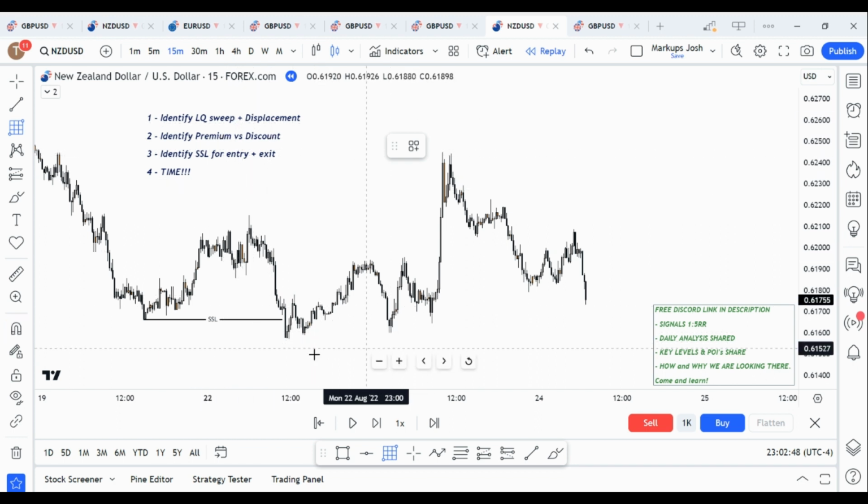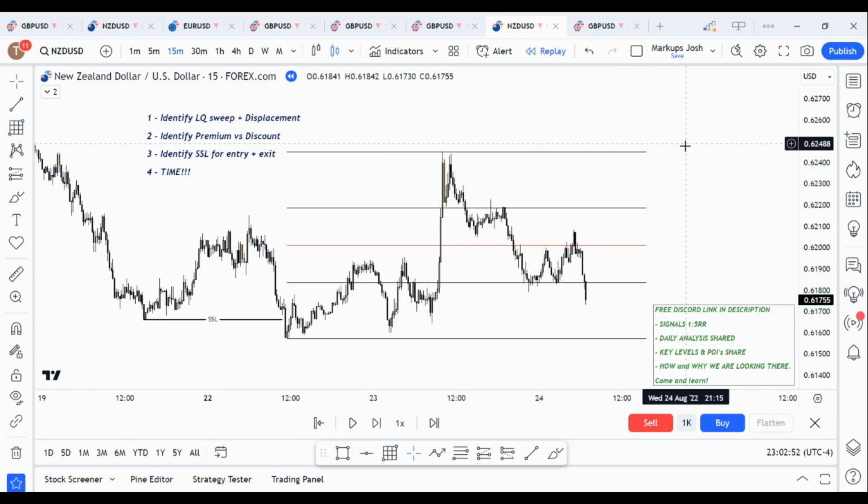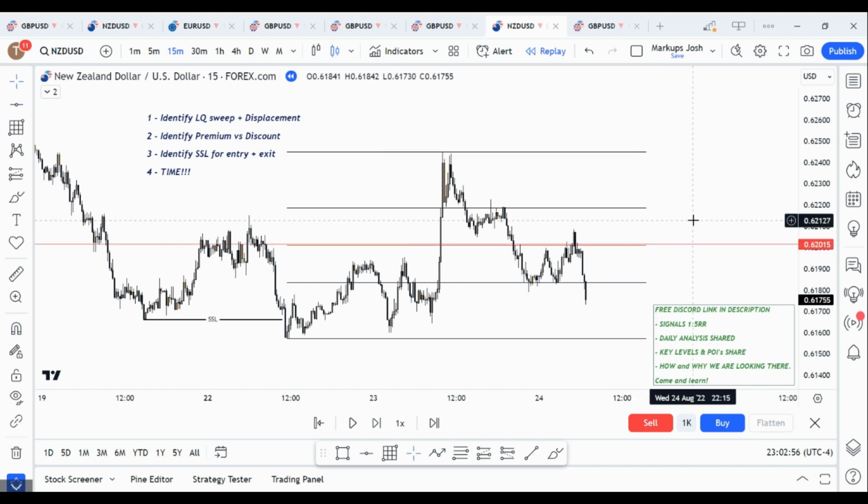So we can take this low or this low, it doesn't really matter, they're all pretty much the same. And anything below our equilibrium, which is this point, we are going to be hunting longs. Why are we hunting longs from the discount? Because price is deemed to be relatively cheap in comparison at this moment in time to other areas which are in the premium pricing here.